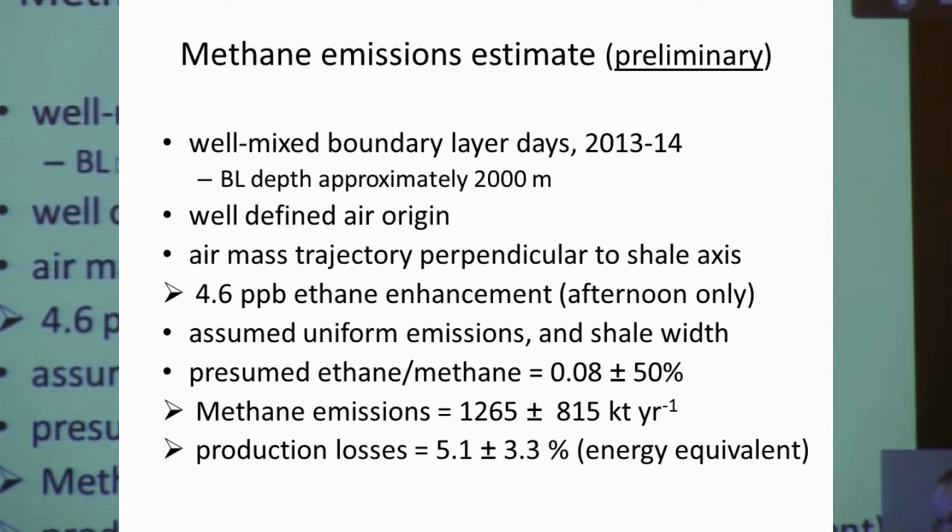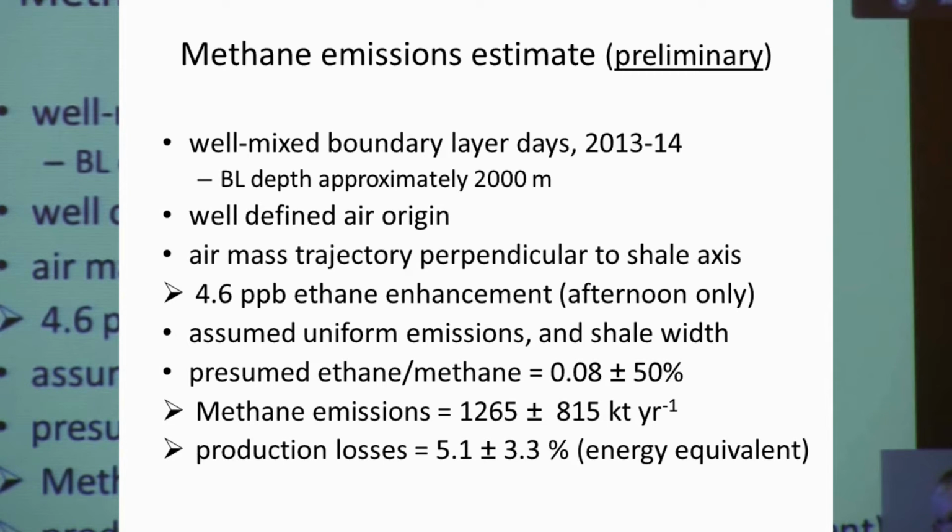Typical boundary layer depth for the time that we have selected is about 2,000 meters. That's a quite deep boundary layer. We have well-defined air origin. We have an air mass trajectory that's nearly perpendicular to the shale axis. Our ethane enhancement is about 4.6 ppb. Assumed uniform emissions. We also assume that the shale has a defined width, in this case 35 plus minus 5 kilometers. The next two assumptions are critical, namely that we can estimate methane emissions from the ethane enhancement.